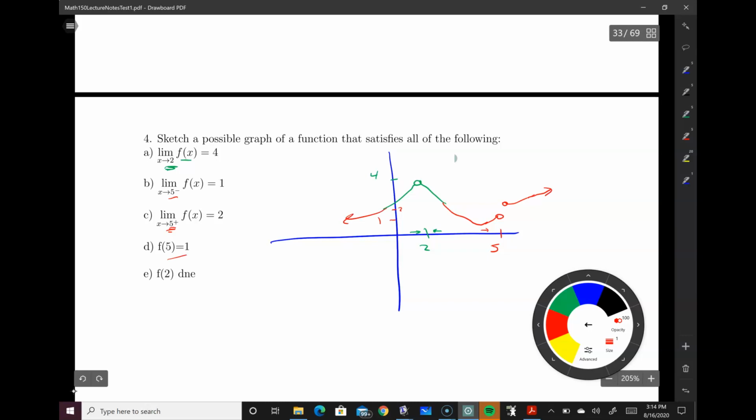All right, so what does this say? At x equals 5, the y value is 1, so it fills in right there. And f of 2 doesn't exist, so they want me to leave that as an open hole.